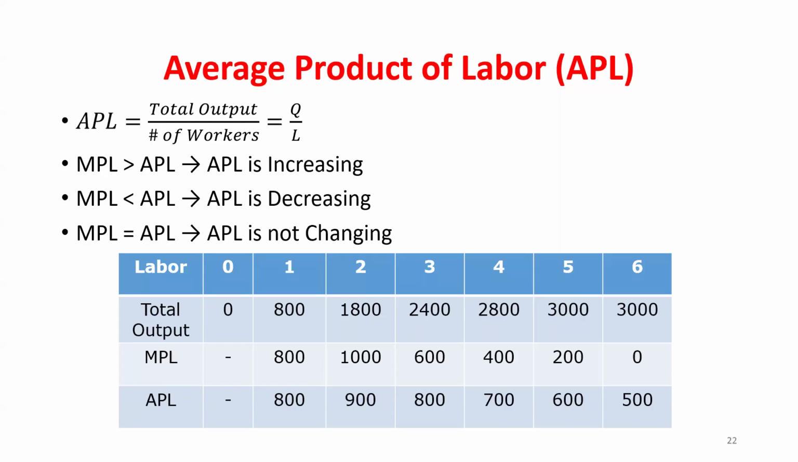How do I find an average product? I take the total output and I divide it by the total number of workers. So at that first worker, 800 over 1 would give me 800. Now my second worker is adding 1,000 units to production. It's above my old average. My new average should be higher. Sure enough, at that second worker, with a total output of 1,800, divided by the number of workers of 2, my new average is 900, or it's increasing.